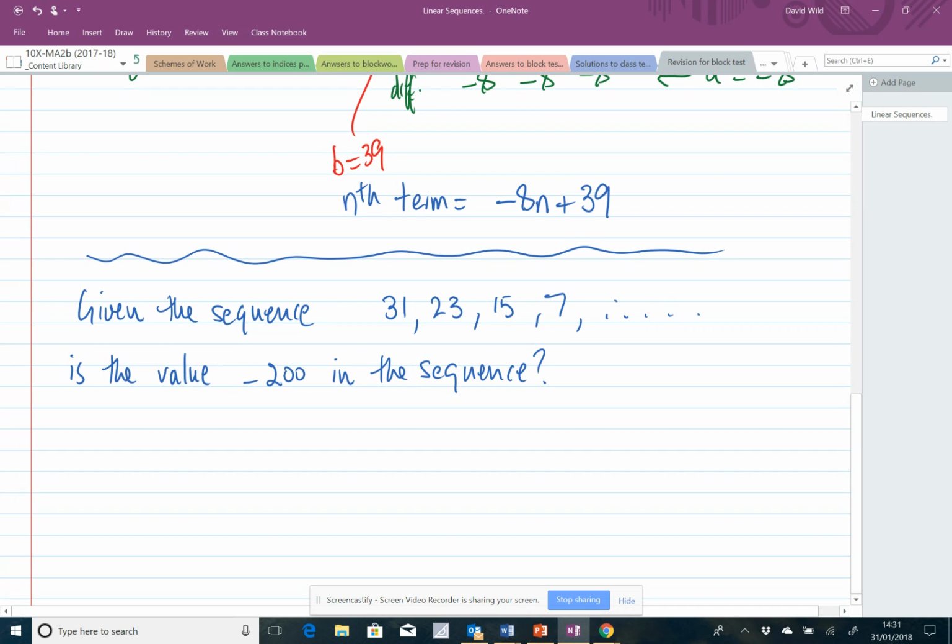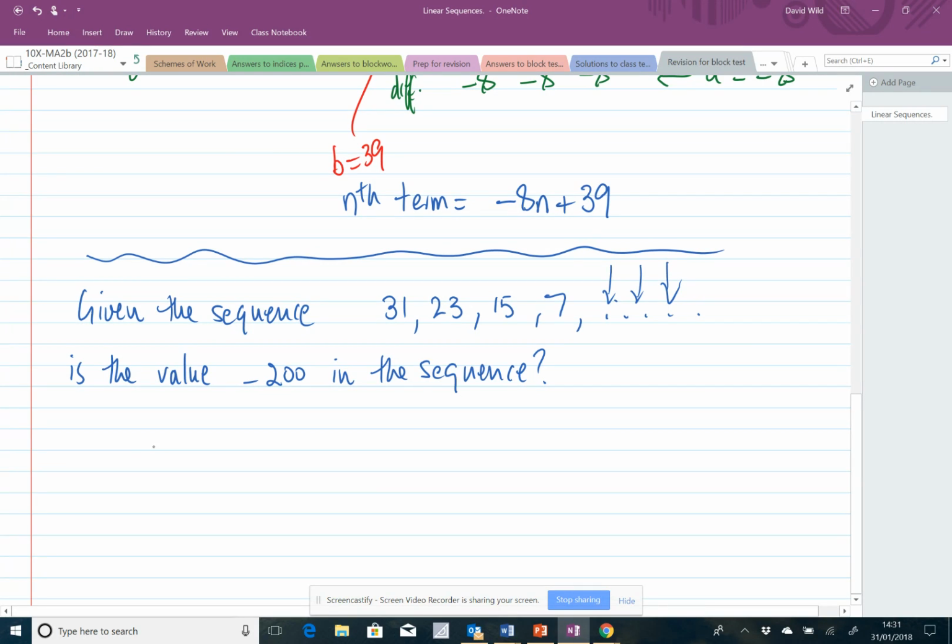One is to fill in all the values and see whether or not we get minus 200. So we can do the next term here, then the one after that, then the one after that. It seems a lot of work to do that, particularly if the question was minus 2000, right? That would be an awful lot of terms. Instead, we're going to use the formula for the nth term.